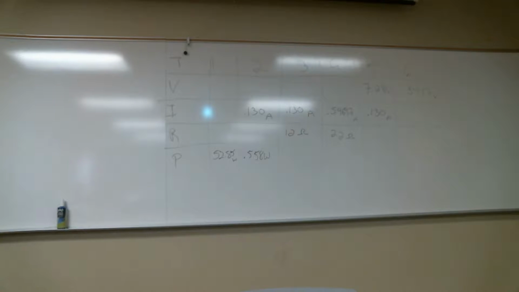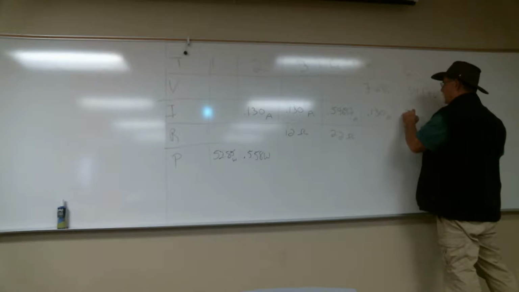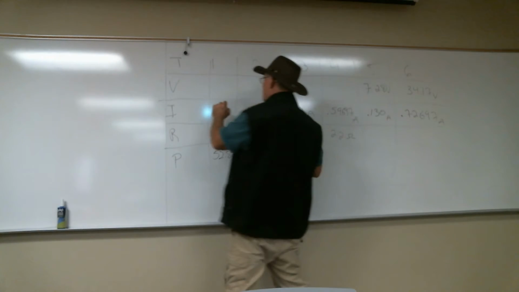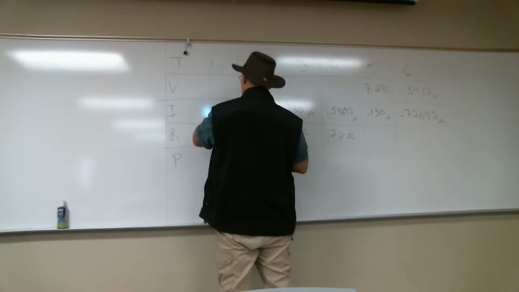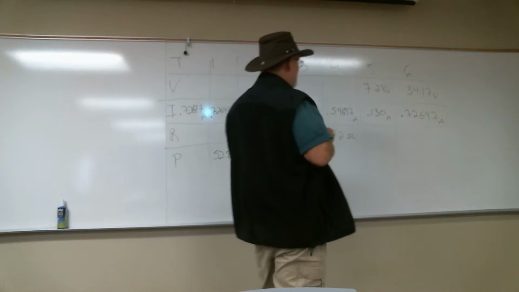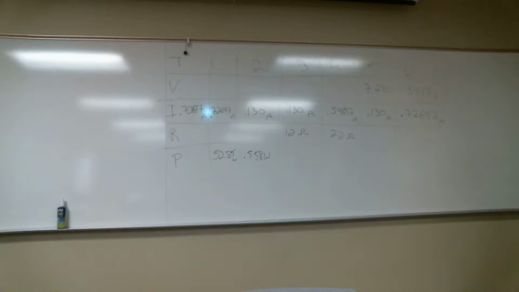Okay, so if I take 0.59697 and add 0.13 to it, that gets me to what, 0.72697, and I can plug that not only into 6, but I can plug it into 1, and I can plug it into T, right? Okay, so what did I say? 0.72697 amps there, there, and there. Well, now I don't need to do any more analysis, do I?